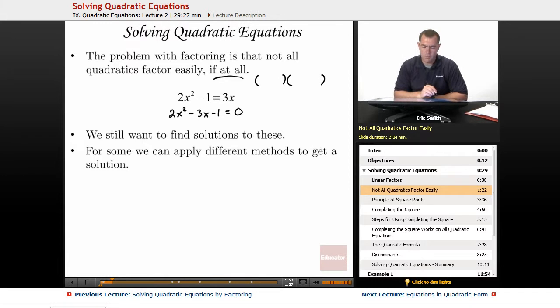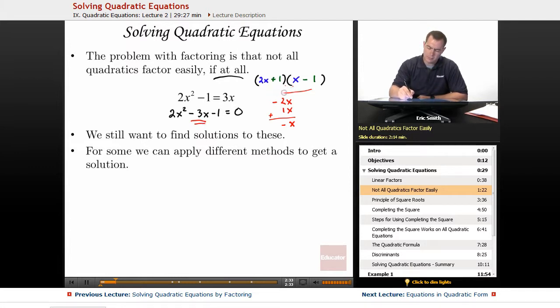So we really only have one option to get 2x squared. We must use a 2x and an x. And there's really only one way to get a negative 1. We have to use a positive 1 and a negative 1. Now, the problem with this is if you go through and you check your outside and inside terms, here's what you get. A negative 2x and a positive 1x, which those combine and give you a negative x. That's not the same as our middle term. So we know that that factorization is not correct.